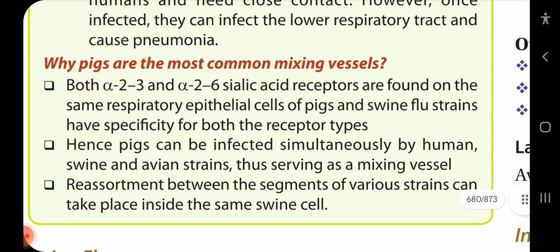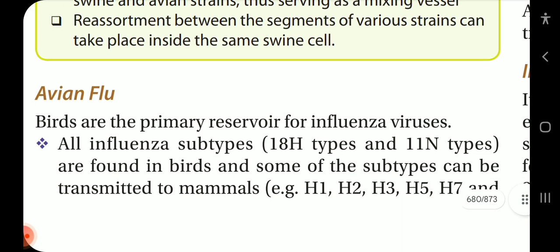Why pigs are the most common mixing vessels: both alpha 2,3 and alpha 2,6 sialic acid receptors are found on the same respiratory epithelial cells of pigs, and swine flu strains have specificity for both receptor types. Hence, pigs can be infected simultaneously by human, swine, and avian strains, thus serving as a mixing vessel. Assortment between the segments of various strains can take place inside the same swine cell.